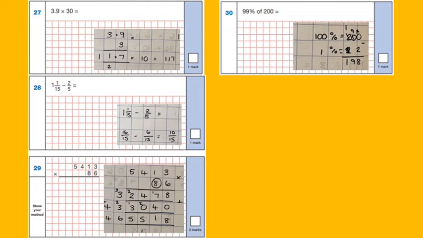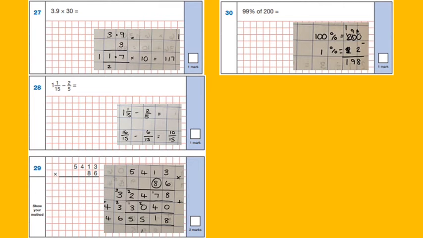Number 29, we've got 5,413 multiplied by 86. So for this one here, I circle my tens number because I'm going to come back and deal with that later. I then multiplied 3 by 6, 1 by 6, 4 by 6 and 5 by 6 to give me 32,478. And then I go back and deal with my 8, but remember it's not really 8, it's 80. That circle around the 8 reminds you that you have to put a 0 down first because you're dealing with a number that is 10 times greater.